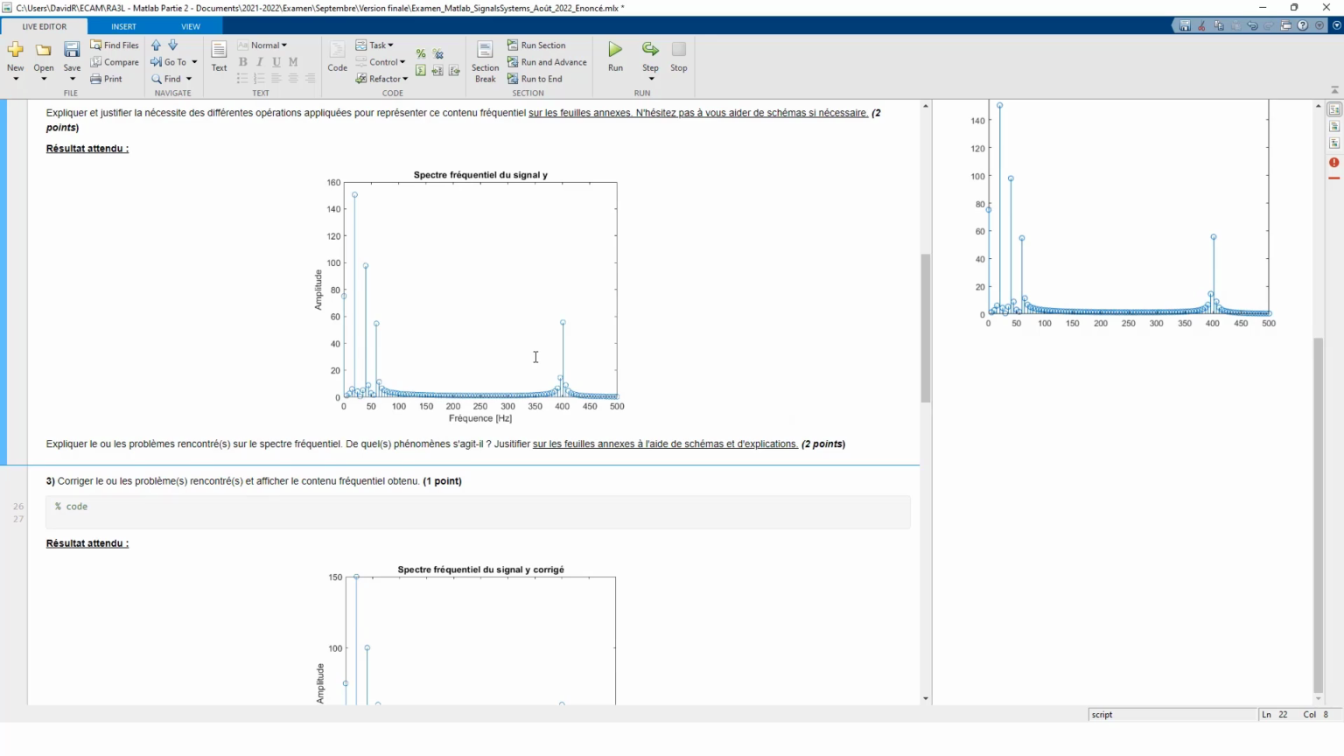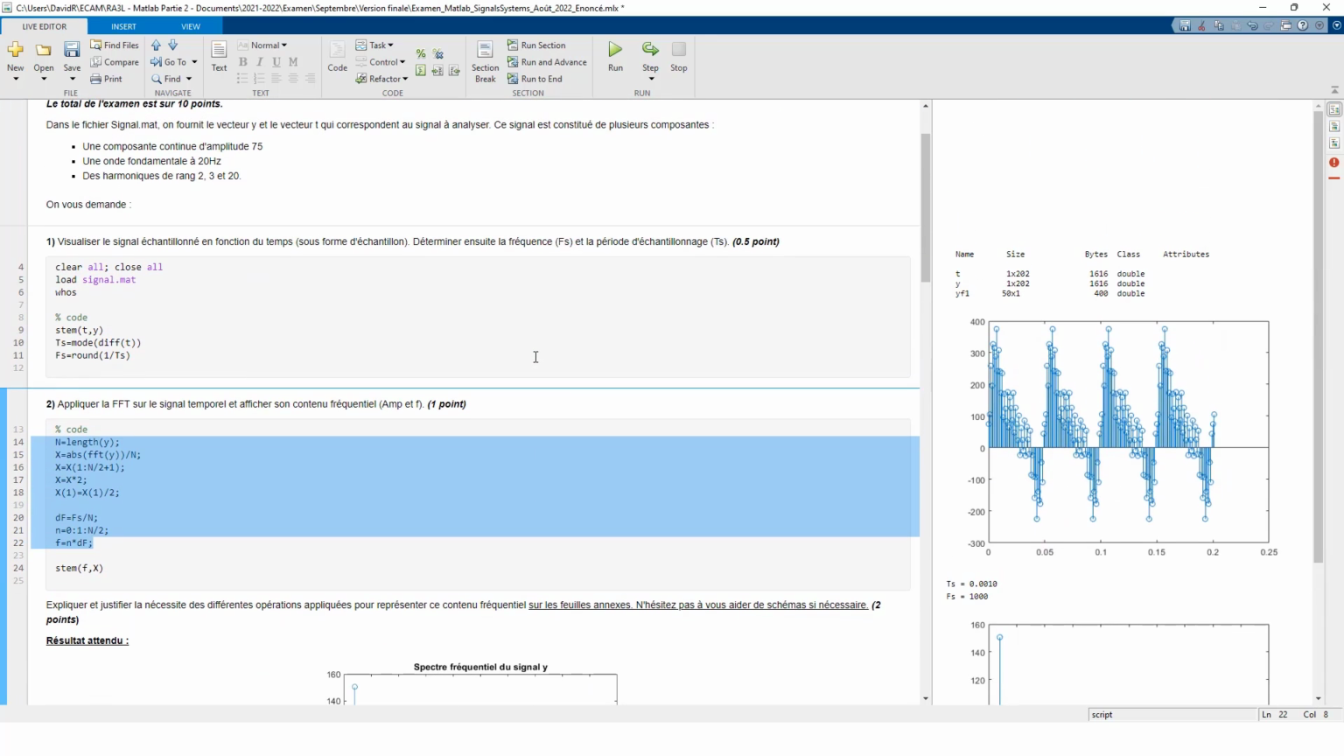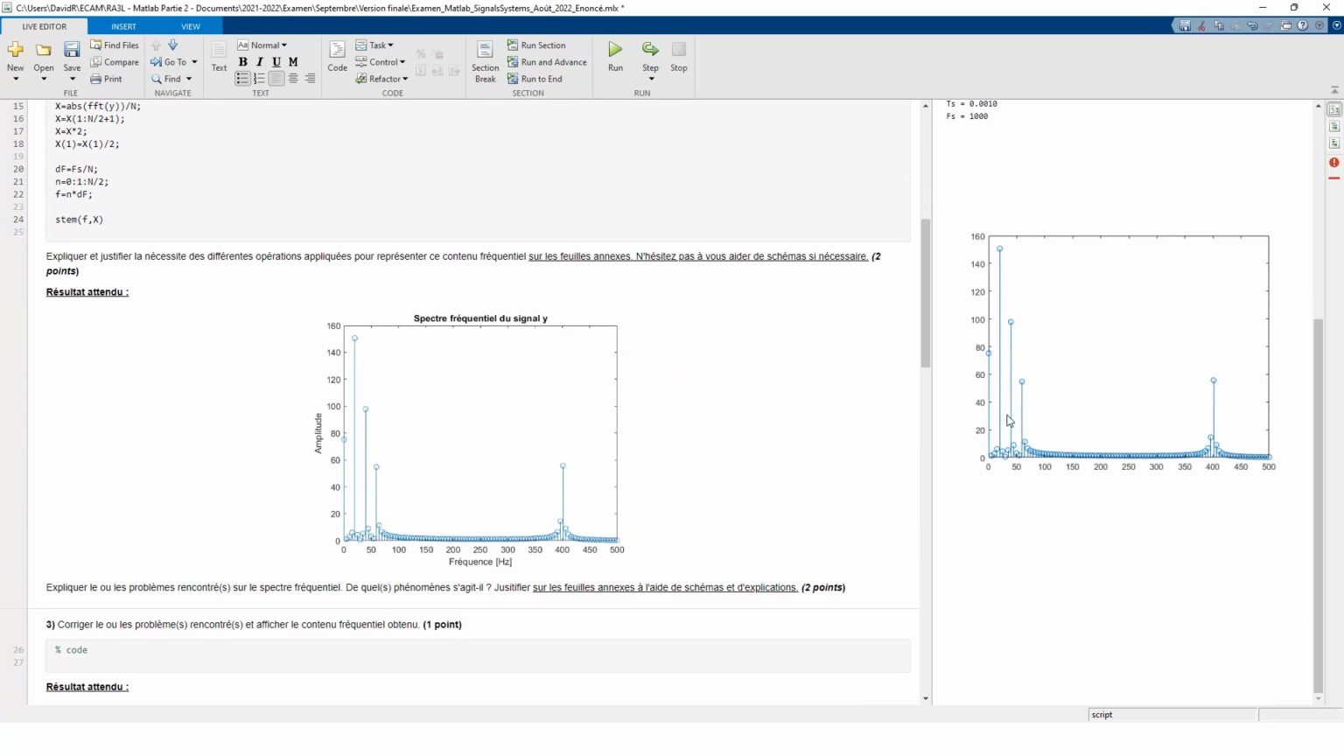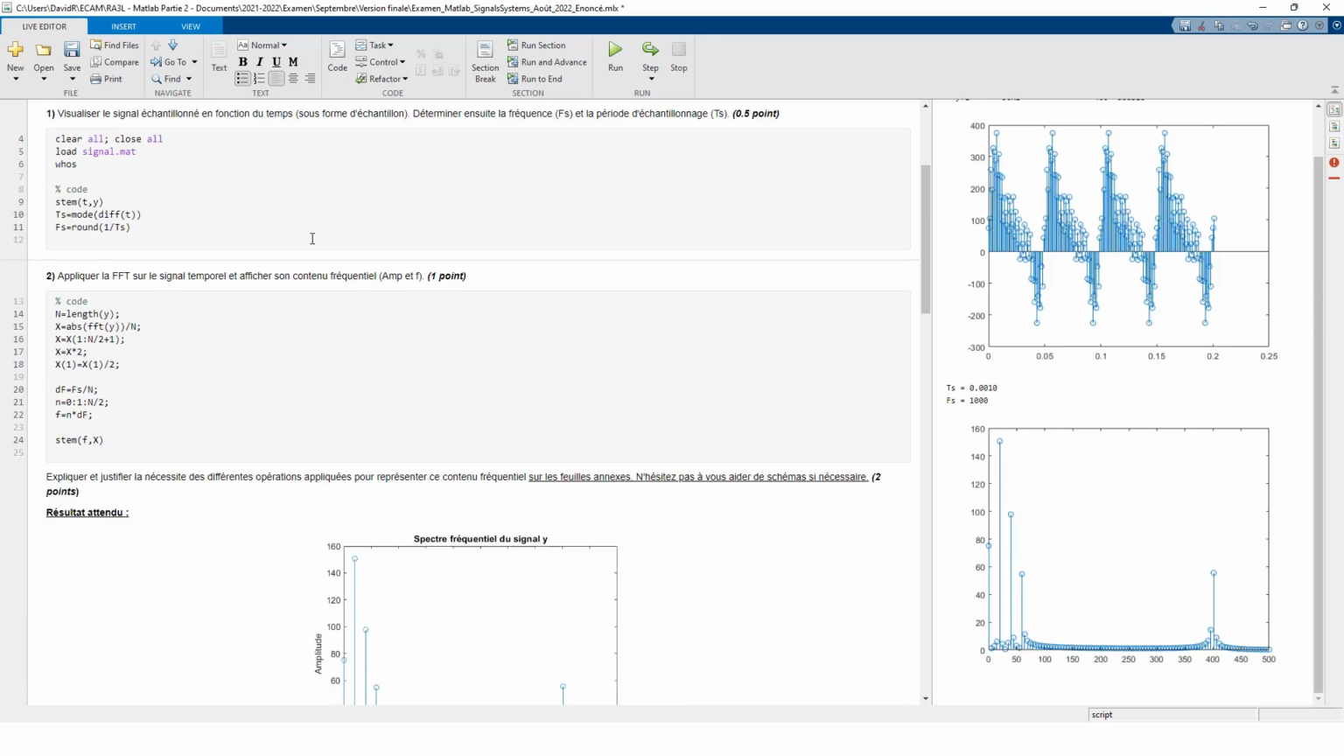Alors, qu'est-ce qu'on peut constater? Ce qu'on peut constater, c'est qu'on nous avait annoncé initialement une composante continue d'amplitude 75. On peut aller voir si on la retrouve, et vous voyez ici qu'on a bien la première raie, la raie à la fréquence nulle, qui a une amplitude qui doit valoir 75 d'après les graduations qu'on voit là, donc là on est bien correct.